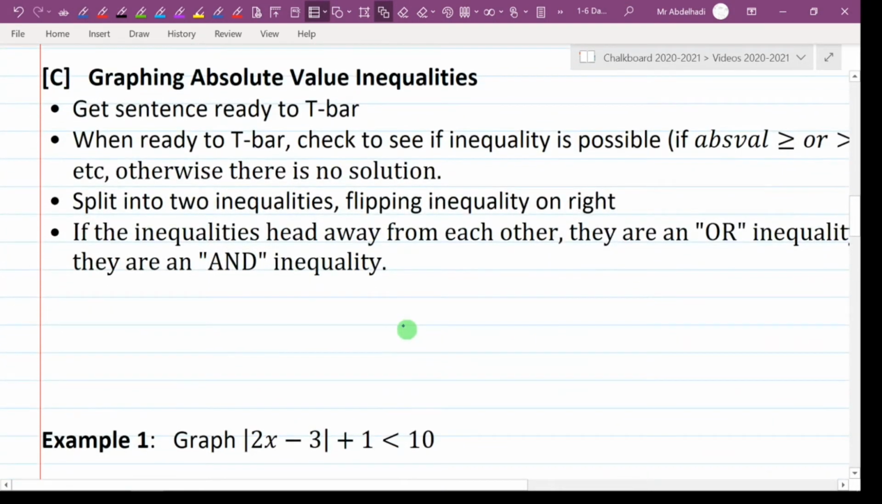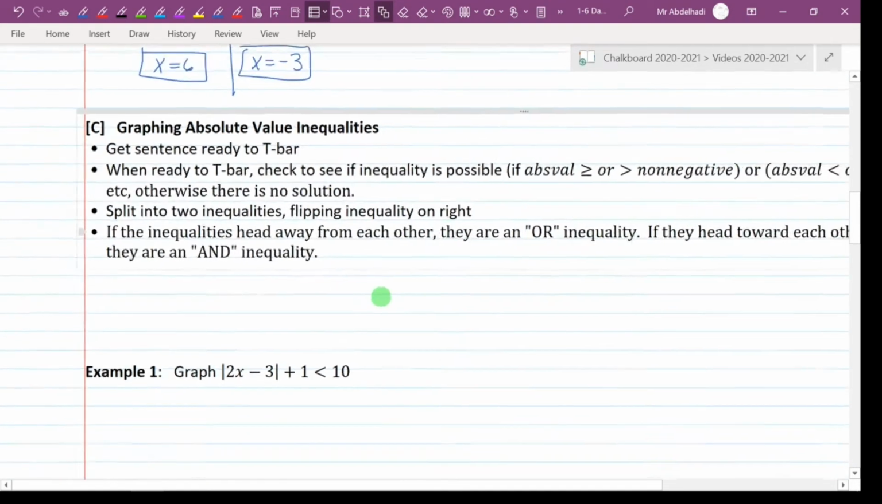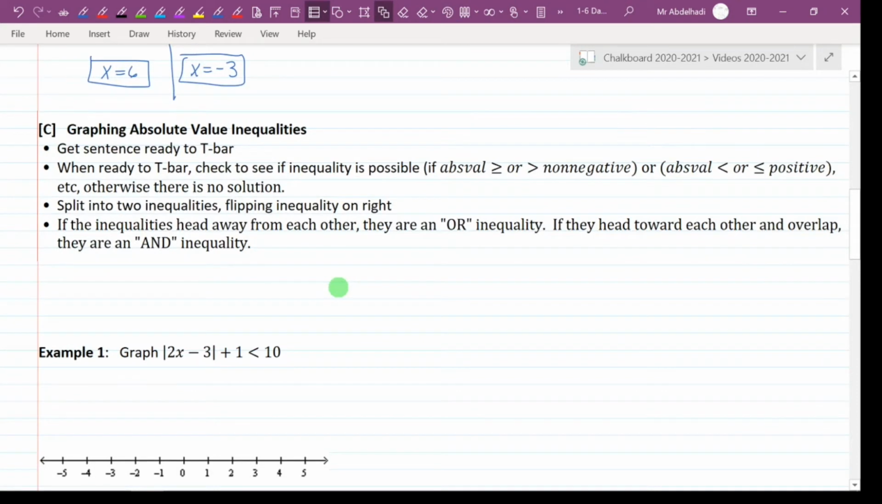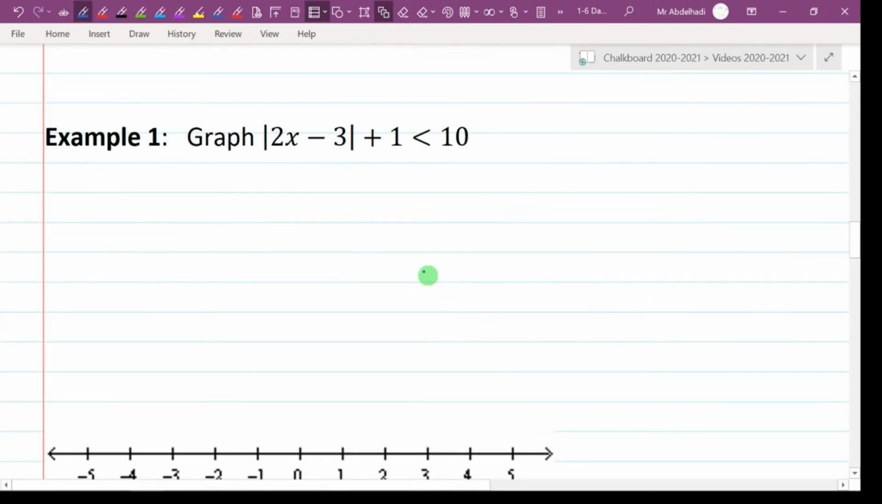Let's get on to graphing absolute value inequalities, okay? So let's just get into it here. Okay, so now we have an absolute value inequality, all right? Similar to what we just did, except this time there's a less than here. But we're going to do basically the same thing. We're going to get the absolute value bars by itself before we can T-bar, right? So -1 will do the trick here. Now we have the absolute value bars by themselves. We have a less than, and we have a 9.